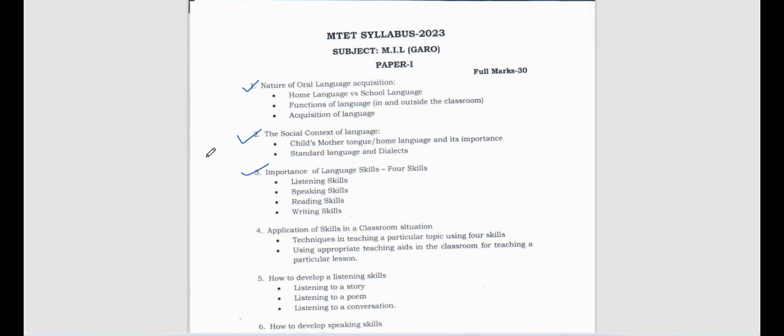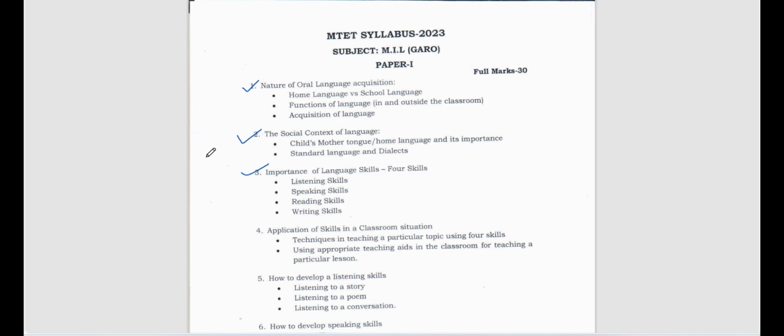Number 3, we have importance of language skills. This one I have explained many times. Language skill is very important. There are 4 types of language skills, called LSRW. Sometimes they will give you the short form LSRW and you have to find out what it means.